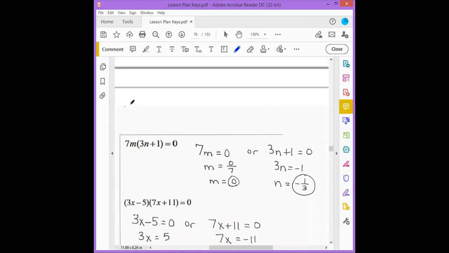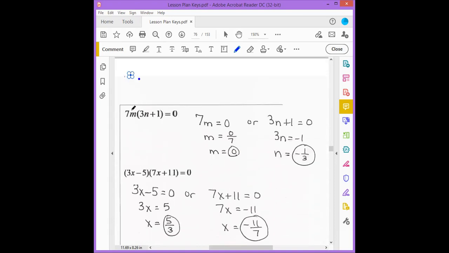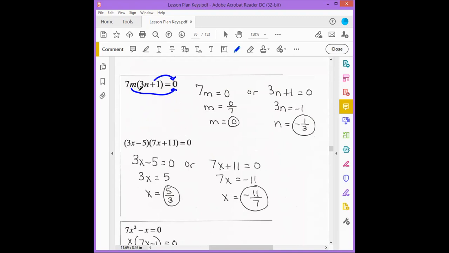All right, in this example, we have outside parentheses 7m and inside parentheses 3m plus 1 equals 0. Now, because we don't know which of those terms equals 0, we're going to set them both equal to 0 and solve the equation. 7m equals 0 or 3m plus 1 equals 0. For the term on the left, we're going to divide both sides of the equation by 7. We'll get m equals 0 divided by 7, or 0.